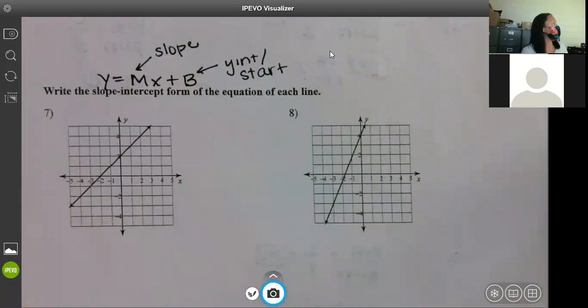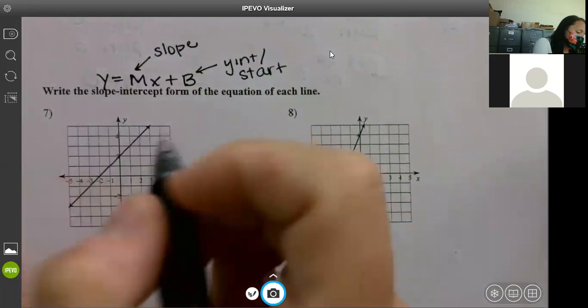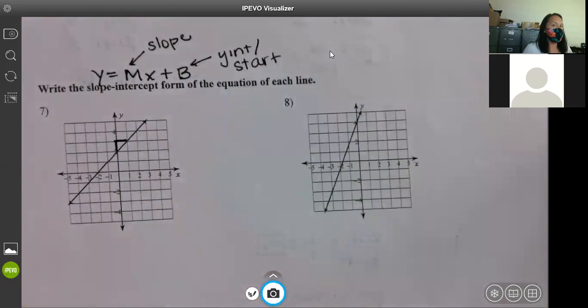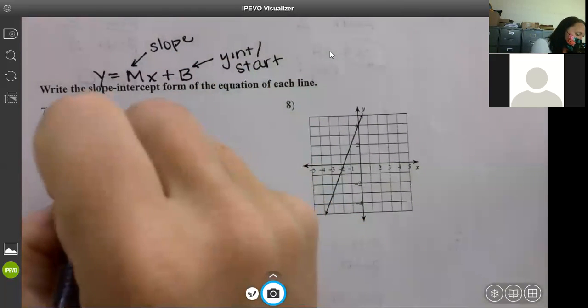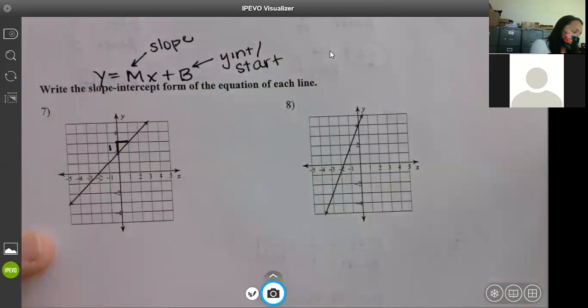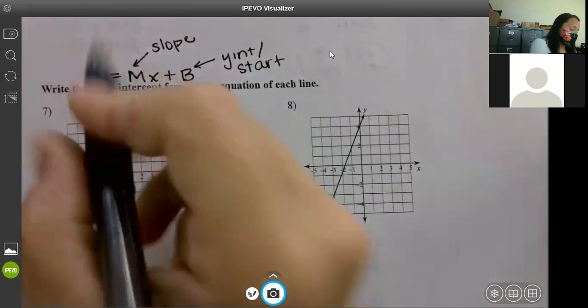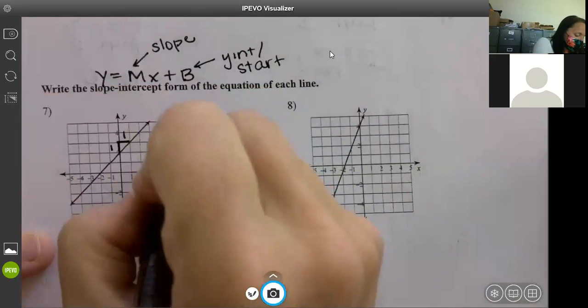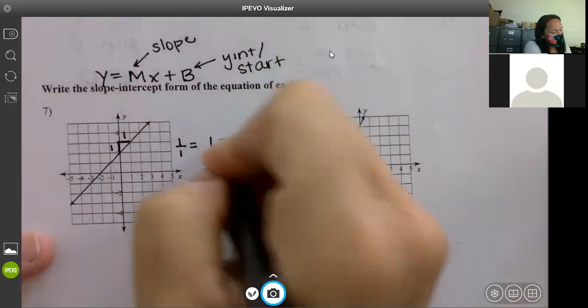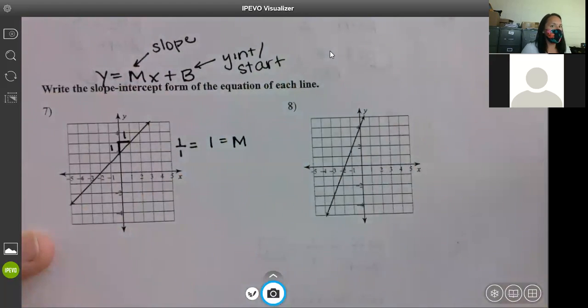So remember to find your slope. We just did that. We do rise over run. You can pick 2 perfect points. So I picked those 2. What's your rise and your run? What's your rise and run? 1 over 1. Is it positive or negative? So your slope is 1.